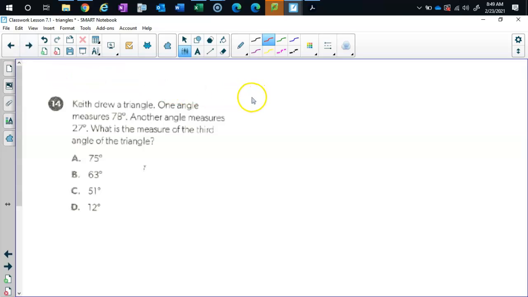Number 14. Keith drew a triangle. One angle measures 78 degrees and the other angle measures 27 degrees. What is the measure of the third angle? Go. All right. Well, we've got 3 angles. If we want to draw a triangle, we can. One is 78 degrees. It says the other is 27. We don't know what this one is.